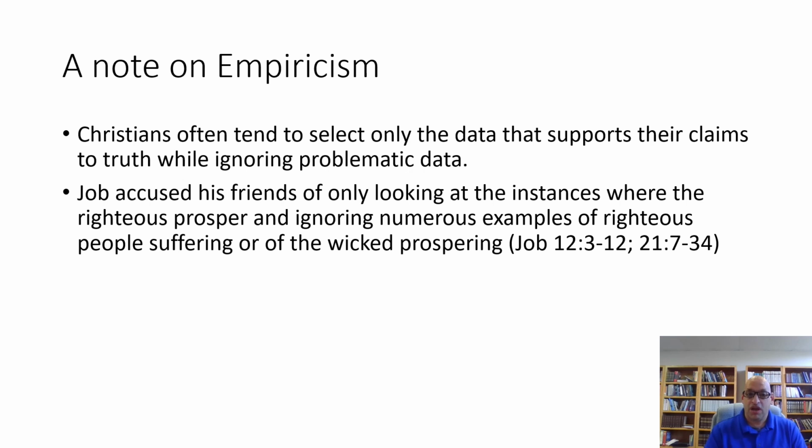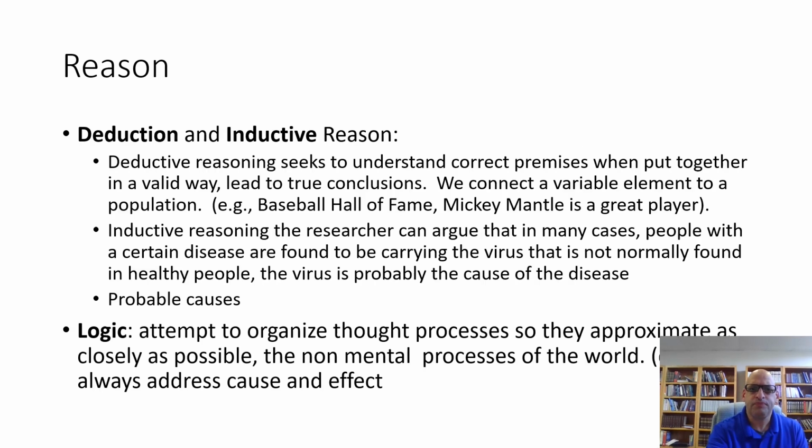Job accused his friends of only looking at the instances where the righteous prosper, and they ignore all the other numerous examples of the righteous people suffering and also the wicked prospering. So what happens in empirical research for some of us who are Christians is we end up segmenting our data sets and we don't actually explore the whole set, looking at all the different corners and scenarios that exist in that particular area.